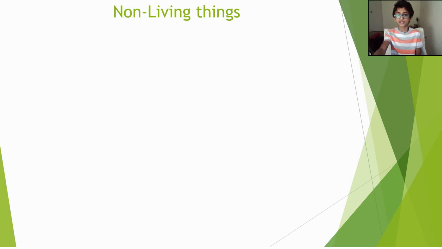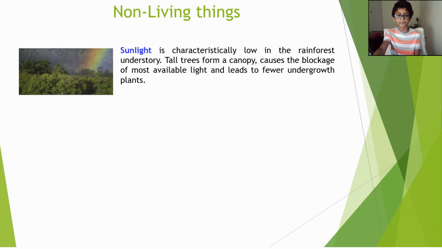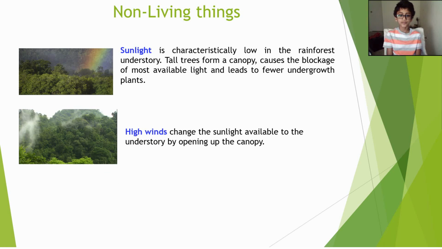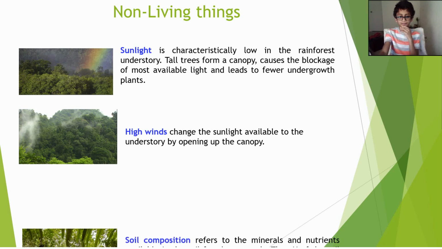Because we have finished living things, we're going to go on to non-living things. First is sunlight. This is a characteristic that is low in the rainforest understory. So the understory doesn't get so much sunlight, and that's what leads to fewer undergrowth plants. Also, there are high winds. This changes the sunlight available to the understory by opening the canopy and letting the sun go through. This lets the understory grow.